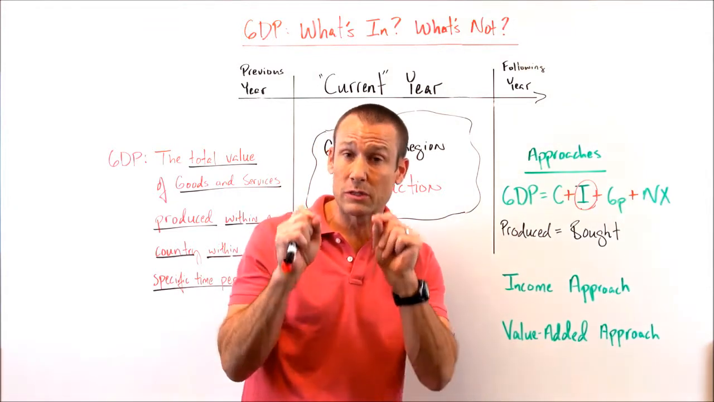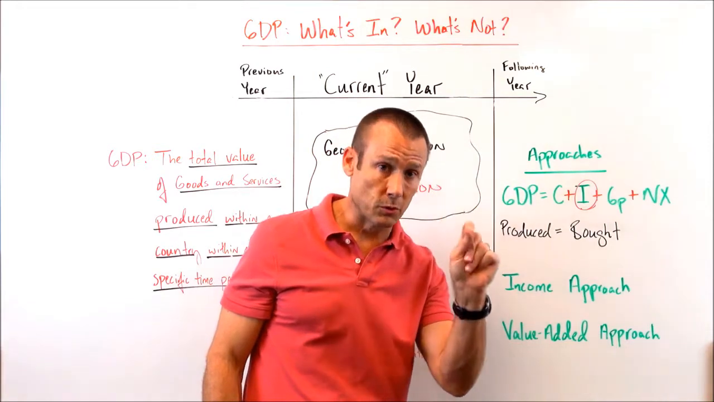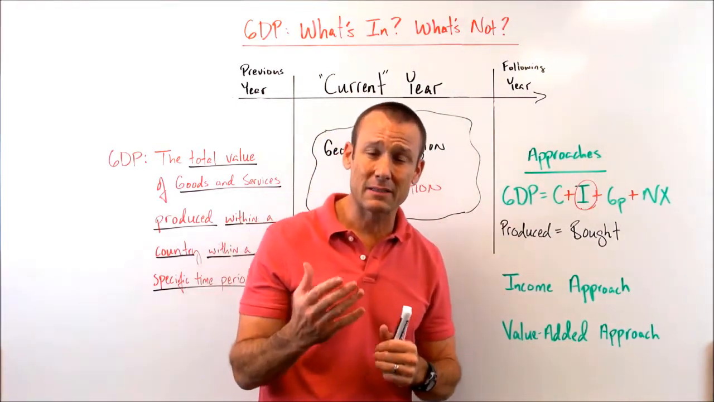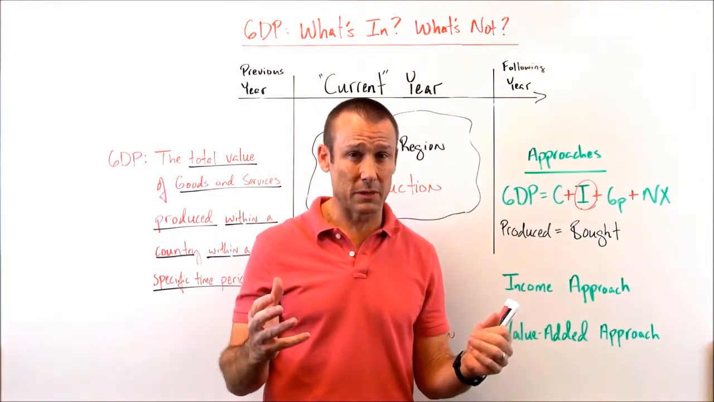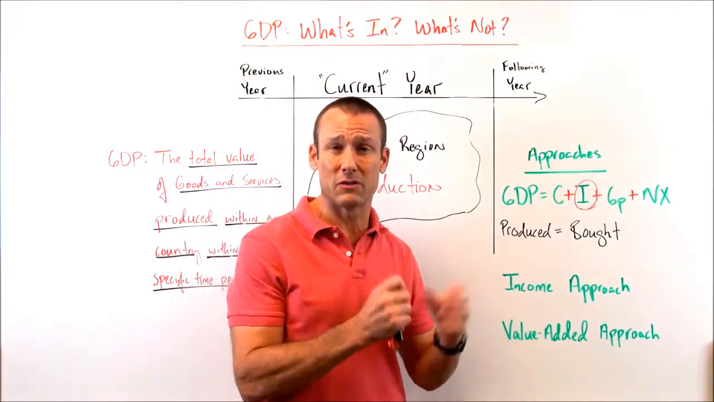Again, the expenditure approach is just an approach to capturing the value that was produced. Now, the income approach reminds us that if it's somebody's job to do it, it's going to be in GDP. Let me say that again. If it's somebody's job to do it, it's going to be in GDP.